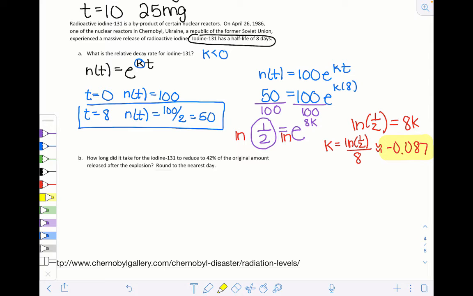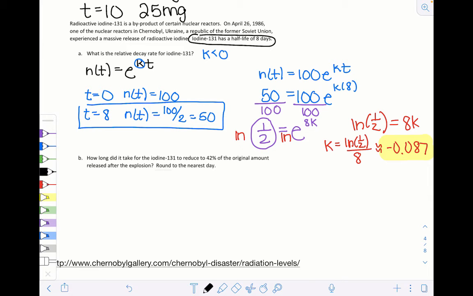The next question we have here is, how long did it take for the iodine 131 to reduce to 42% of the original amount released after the explosion? Round to the nearest day.